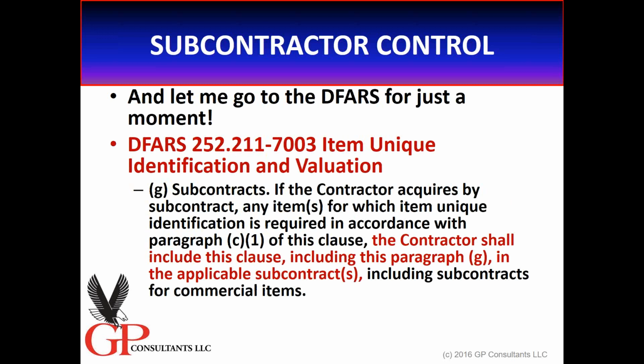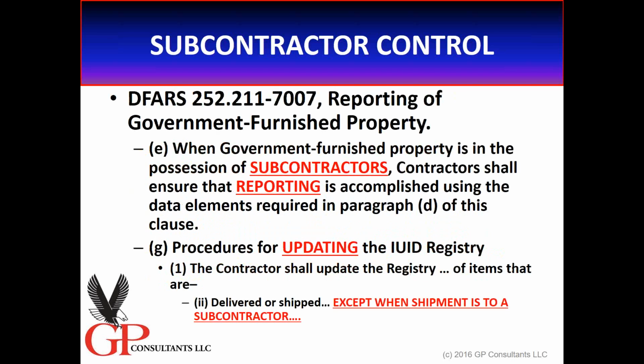DFARS, just for a second, somebody brought up 7003, the IUID requirement. Notice there is a flow down requirement of 7003. There is a flow down requirement to include this clause, 7003, and include paragraph G in all subcontracts, even for commercial. This is the application of the UII to an item. Reporting of government property, notice the 7007 clause. When GFP is in the possession of subs, the contractor shall ensure that reporting is accomplished using the data elements. Contractor shall update the registry. So there's more guidance in 7007 there.